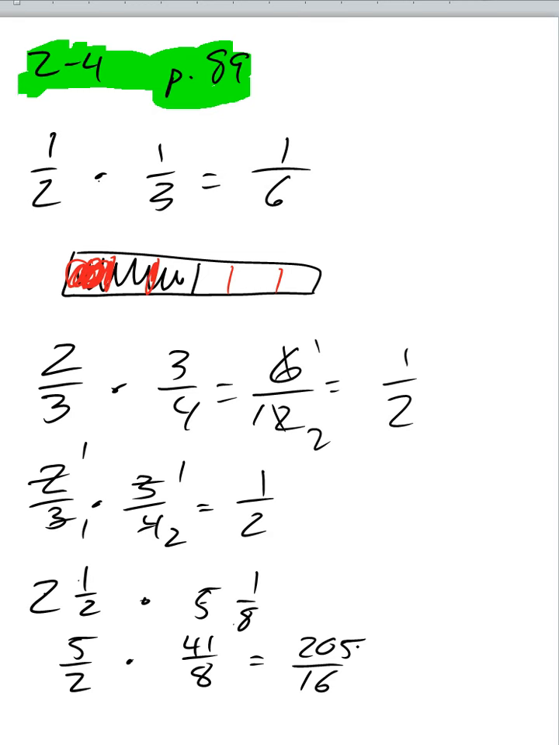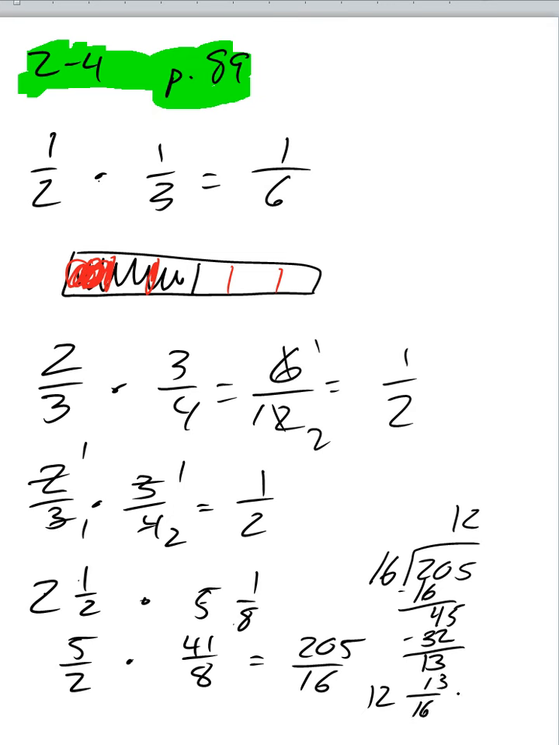But what we still have to do is change that back to a mixed number. So we'll take 16 and see how many times that goes into 205. 1 times 16 is 16, and I know that's going to be twice. 2 times 16 is 32. You subtract that, you get 13 left over. So my answer is going to be 12 and 13/16. That would be the answer for this problem.